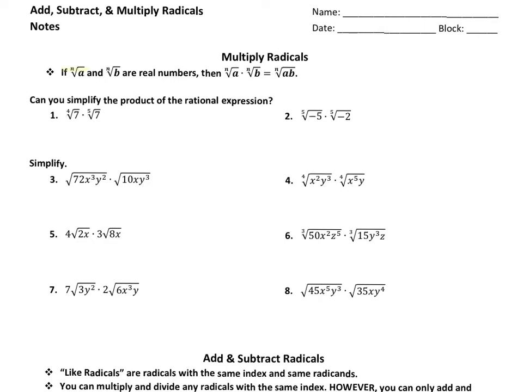When we multiply radicals, our indexes have to be the same. If you notice, these are both n's. And when we multiply radicals, we're basically just going to multiply the numbers underneath the radical. For example, in number 1, if I first look at their indexes, I have a 4 and a 5. Since these indexes are not the same, I cannot multiply these, because the indexes do not match.